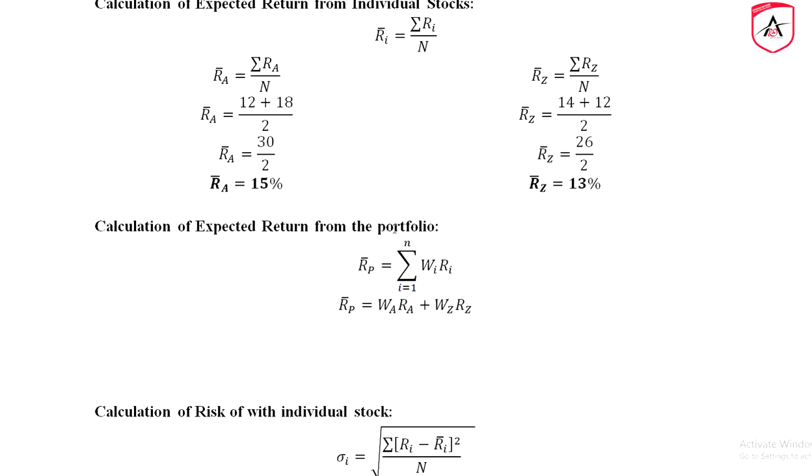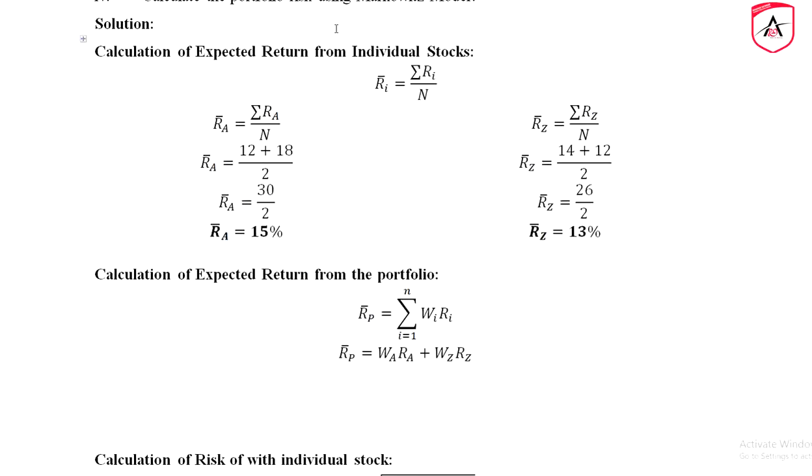Calculation of expected return from portfolio. Please observe, this is return from individual stocks. Here we are calculating return from portfolio. So the formula is this one. Return on portfolio equals summation i equals 1 to n of Wi Ri. Wi means weights of individual stock, and Ri stands for return from individual stock.